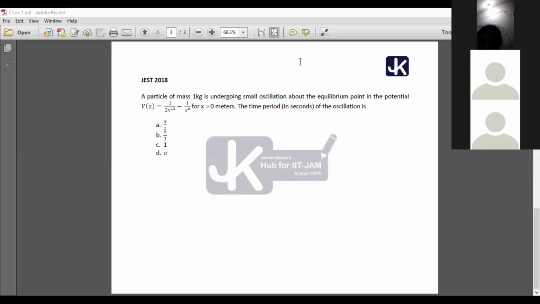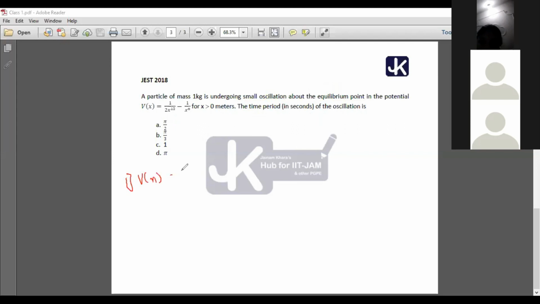Let's solve this. A particle of mass 1 kg is undergoing small oscillation about the equilibrium point. So small oscillation, equilibrium point. Oscillation, like I said, means stable equilibrium, which means minima. Simple. The potential is given to us. They are asking us the time period. What is the time period, people? 2 pi under root m by k. So we have to find k, people. And how do we find k? Simply by finding the second derivative.